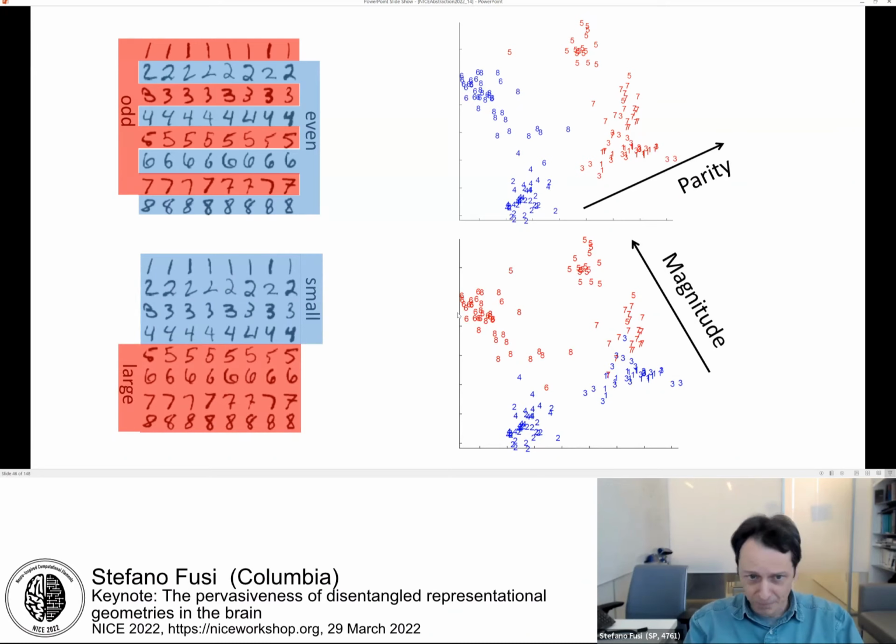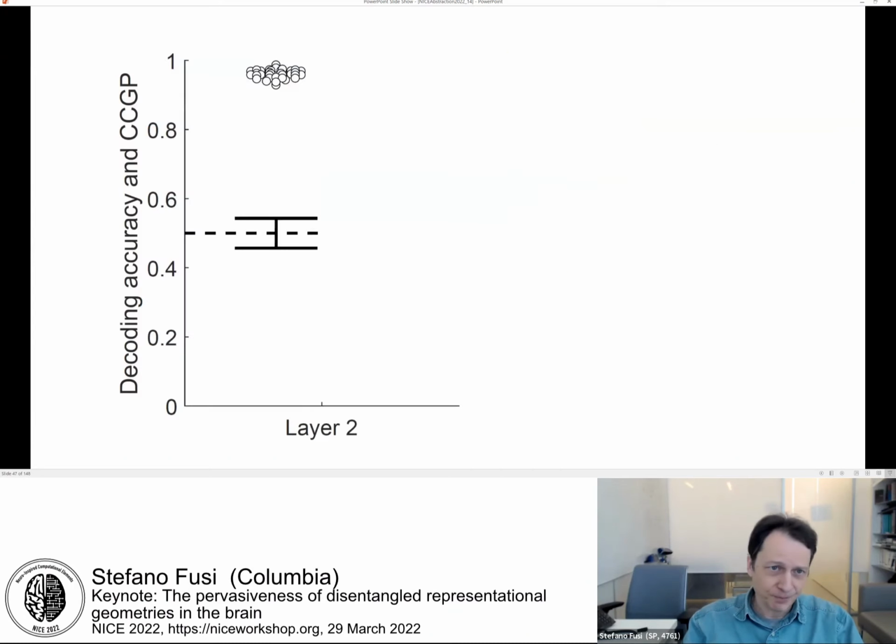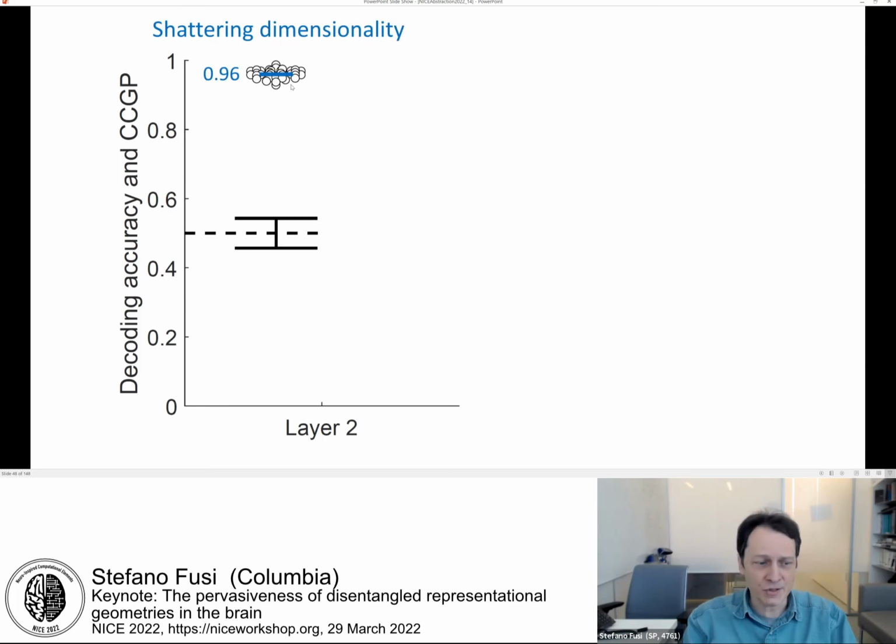Okay, so now you can do the analysis. And you would start from a traditional way of characterizing the kind of information that is encoded in these representations, which is to try to decode information about all these different dichotomies. So I'm considering all possible dichotomies, not only parity and magnitude. And you see that you can actually decode all of them. Okay, so this means 2 things. The first one is that the shattering dimensionality is pretty high in this case.